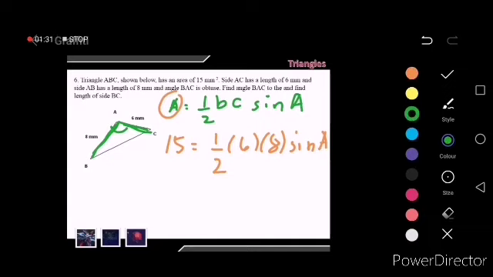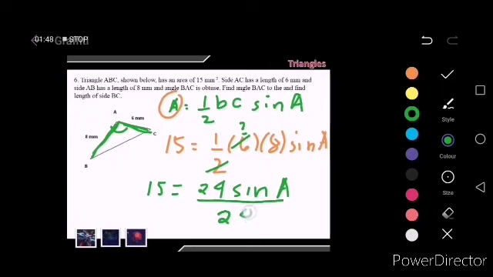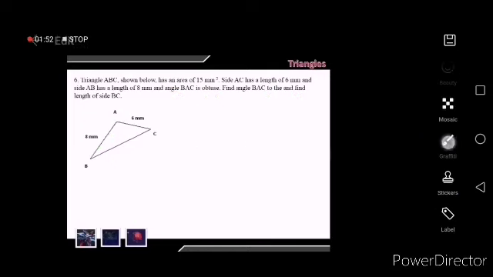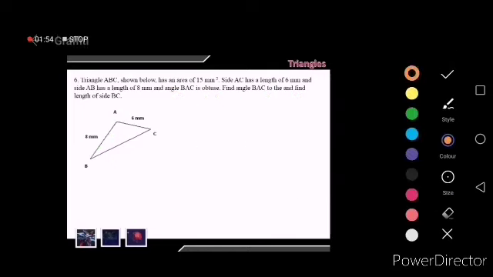By dividing 6 by 2, this will become 3. So, 3 times 8 is 24. So, this will become what? 15 equals 24 sine A. Okay? All we need to do now is to divide both sides by 24 kasi ganun naman tayo nagsosolve, di ba? And we'll have what? We'll have 15 over 24 equals sine A.